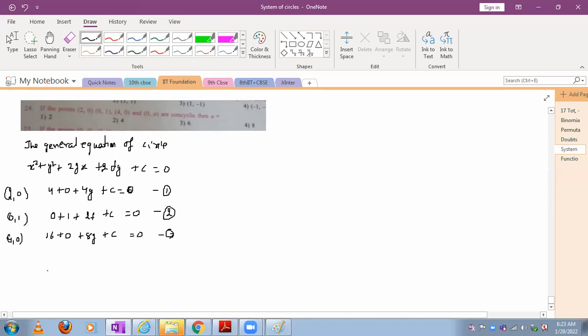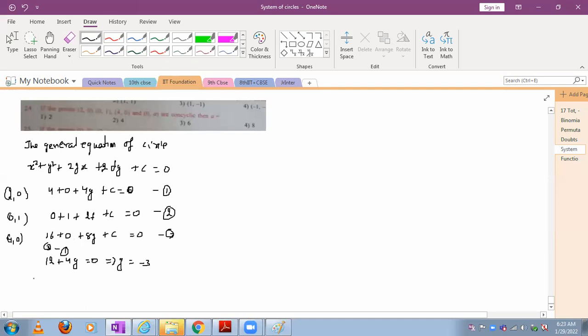16 minus 4 is 12. 12 plus 4g is equal to 0. g is equal to minus 3. I did equation 3 minus equation 1. We got the g value. So here I'll substitute g, then I'll get the c value also.